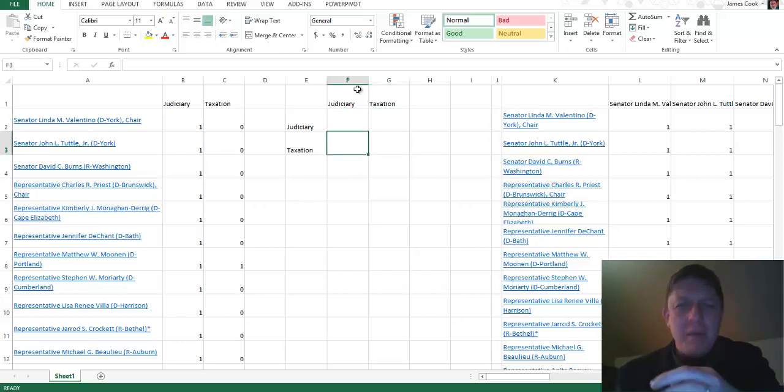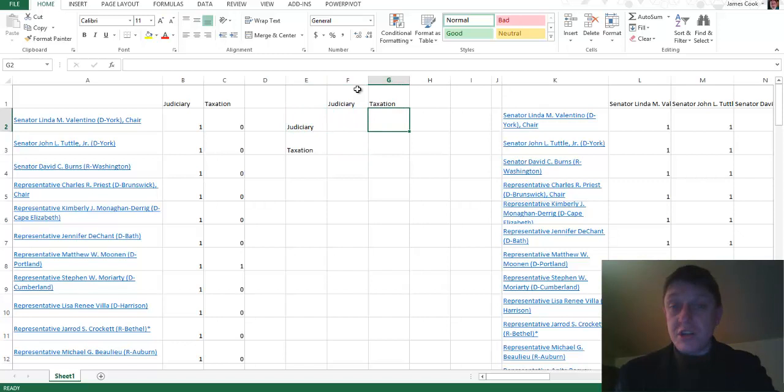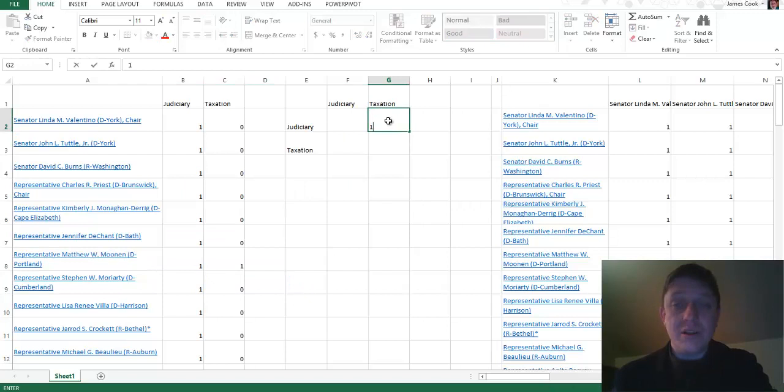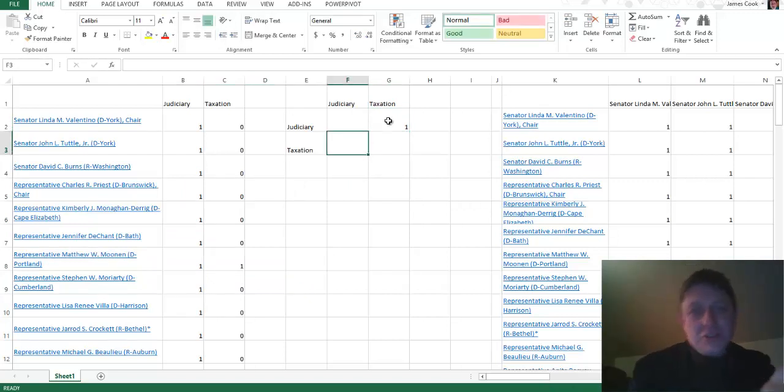Okay. How many people are in both Judiciary and Taxation? 1. Representative Matthew Moonen, who is in both Judiciary and Taxation. So we'll put a 1 there. How many are in both Taxation and Judiciary? 1. Now, how many are in Judiciary and Judiciary?